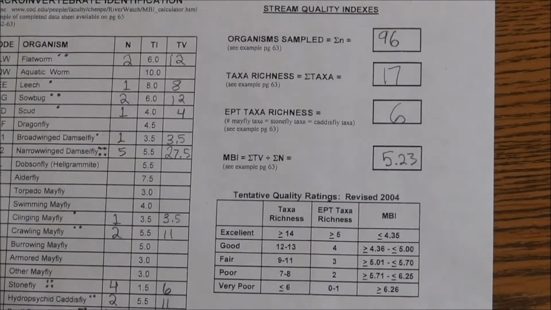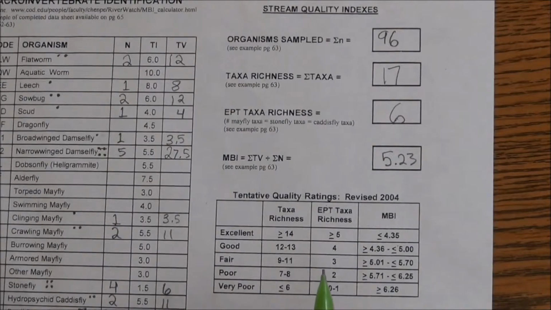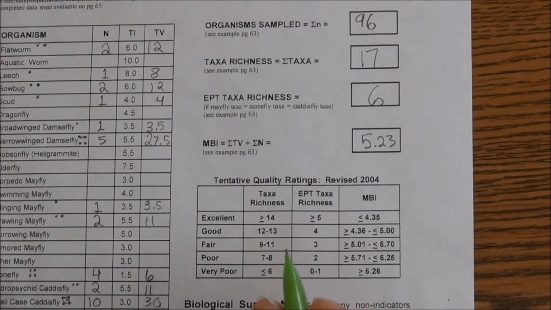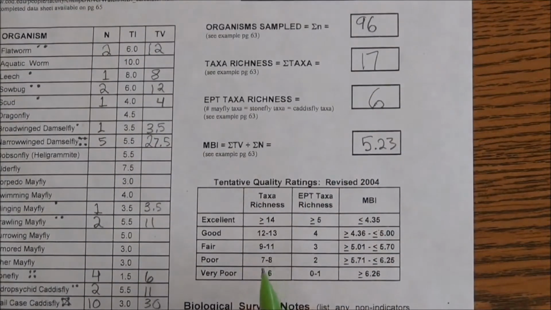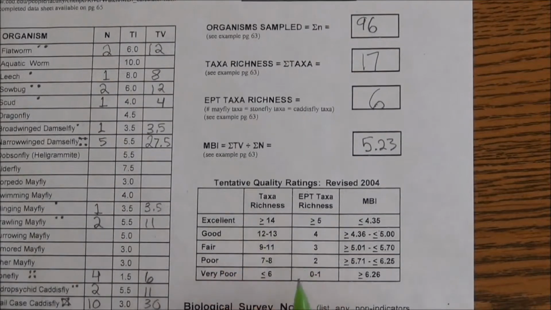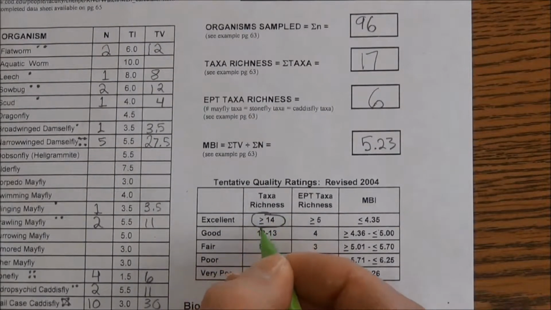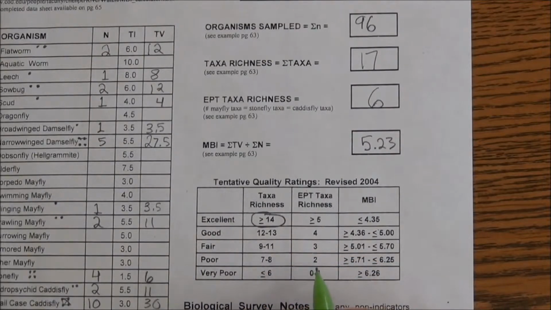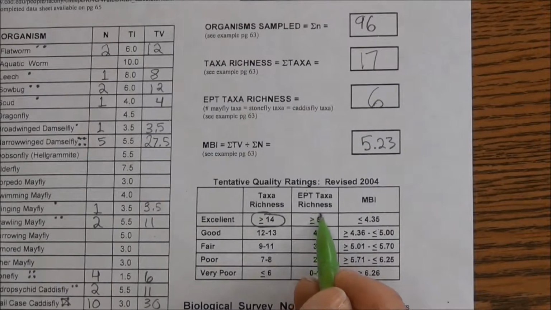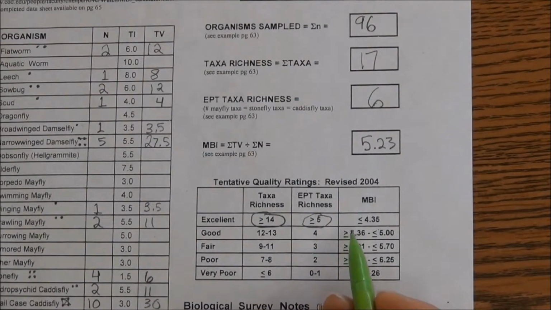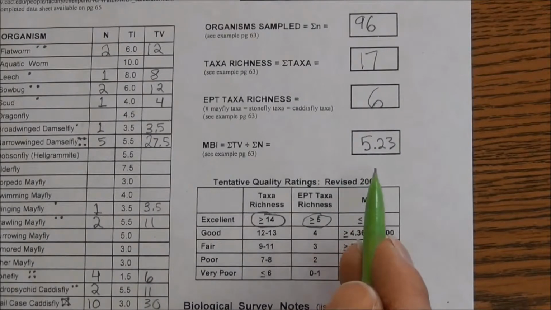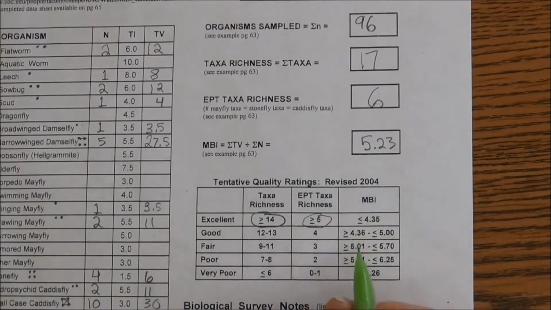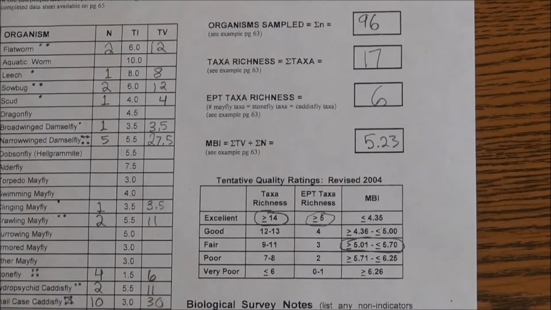Now that you have these numbers, you are ready to check your stream quality calculations with the quality ratings scale. For taxa richness, we had a 17. Greater than or equal to 14 is excellent quality, so we were excellent quality there. EPT taxa richness, we had a 6. Greater than or equal to 5 is excellent water quality. And then MBI, the macroinvertebrate biotic index, was 5.23, so that falls in the fair category. So our water quality based on this is fair to excellent.